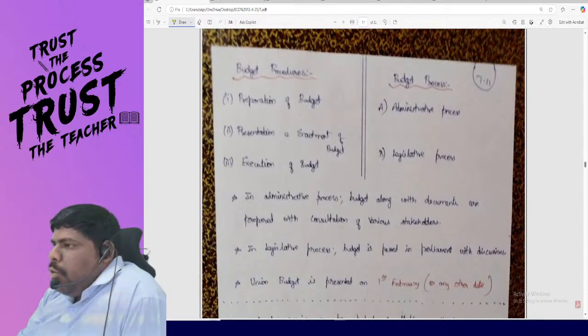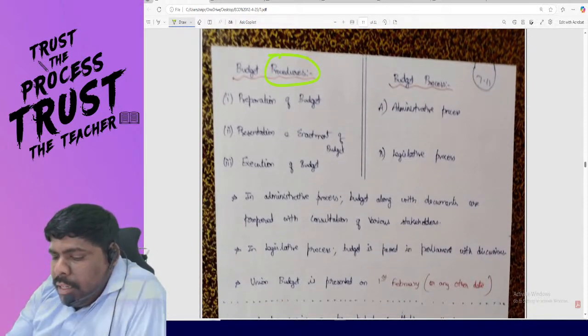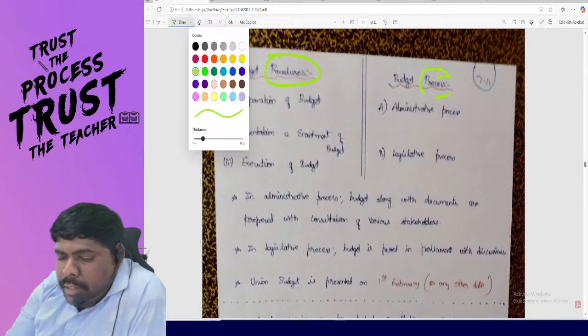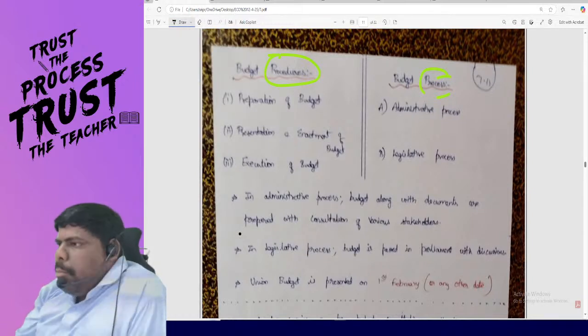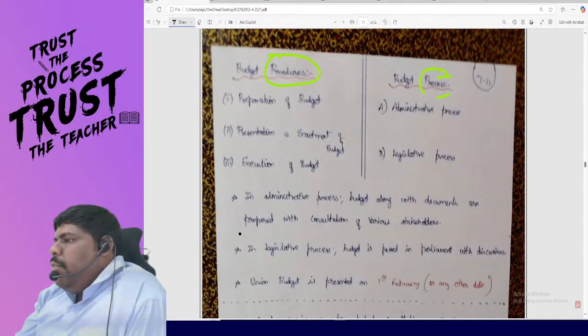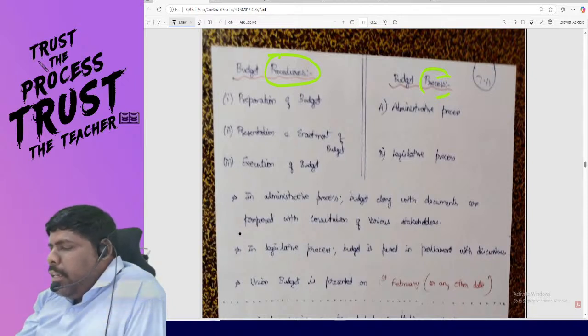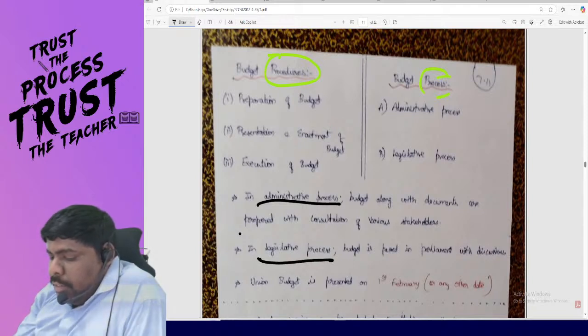Now listen, there are two major types of budget. At one end you will be having procedures, at the other end you will be having process. Okay, listen. Budget procedure is how it has been placed before the parliament. But what will happen during the presentation of the budget is called the budget process: administrative process and legislative process.